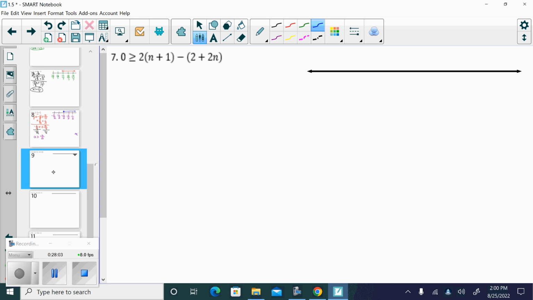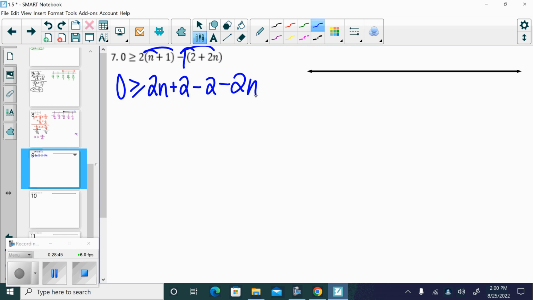Anyway, all right. For number 7, let's not worry about getting things to the other side first. Let's just distribute first and see what happens. Okay, we'll move things in a second. So I have 0 is greater than or equal to... What do I get when I distribute that 2 in at first? 2n plus 2. Okay, this is essentially me distributing in a negative 1. Remember, when there's nothing there, it's an assumed 1. So distribute in a negative 1. So you get negative 2 minus 2n.